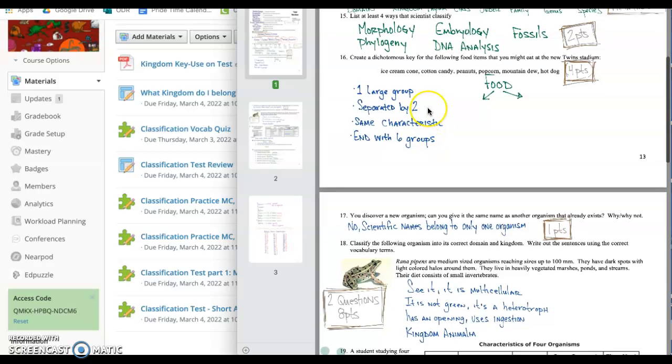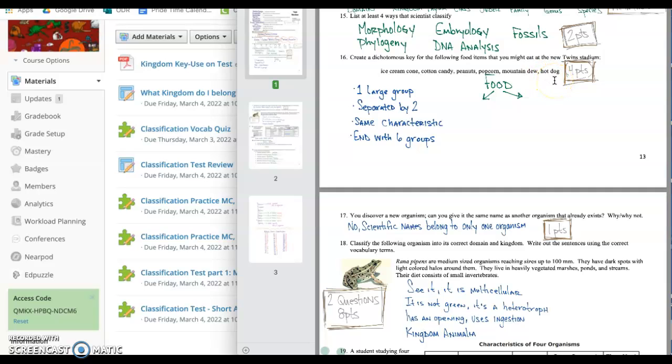When you get to number 16, I am going to ask you to do a dichotomous key. So remember that poster with all the animals. That's what we're going to do. Here's the food. Always start with whatever the general topic is. So in this case, food. That's the one large group, and then separate it out into 2 groups, separate into 2, and so on and so forth. You should end up with 6 groups because there are 6 things listed.